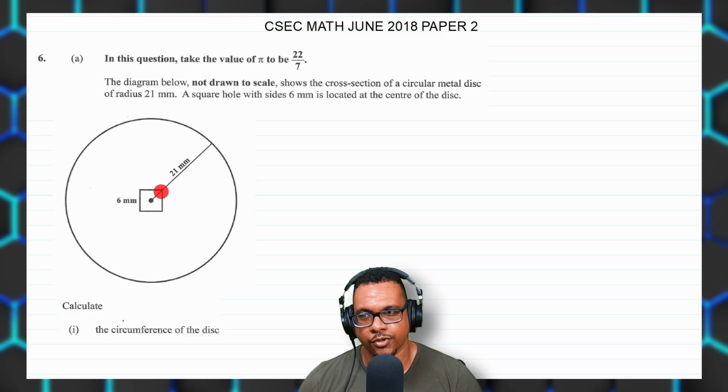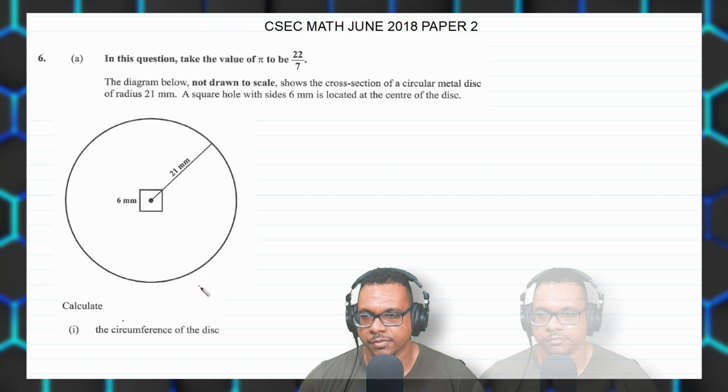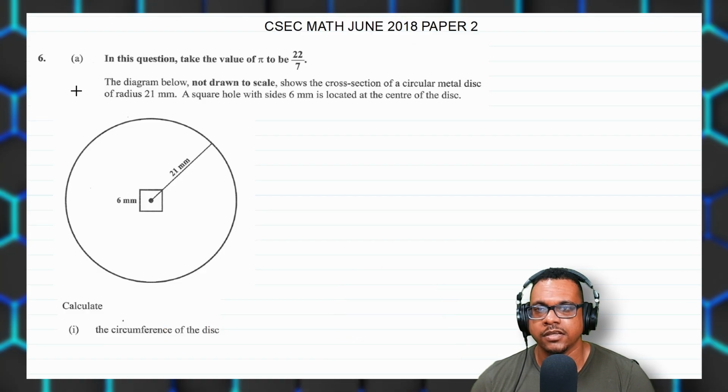A square has 4 equal sides, so each side is going to be 6 millimeters. And this is the center here, and this 21 millimeters will be the radius of this circular disc. Now, the first question, part 1, is to find the circumference of the disc. So, the formula for circumference is simply 2 pi r. So, I'm going to use c to represent circumference is equal to 2 pi r.